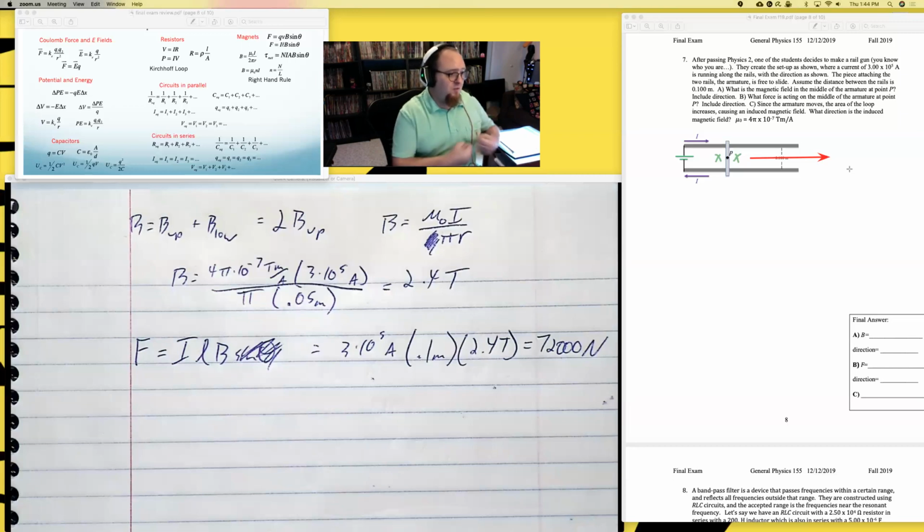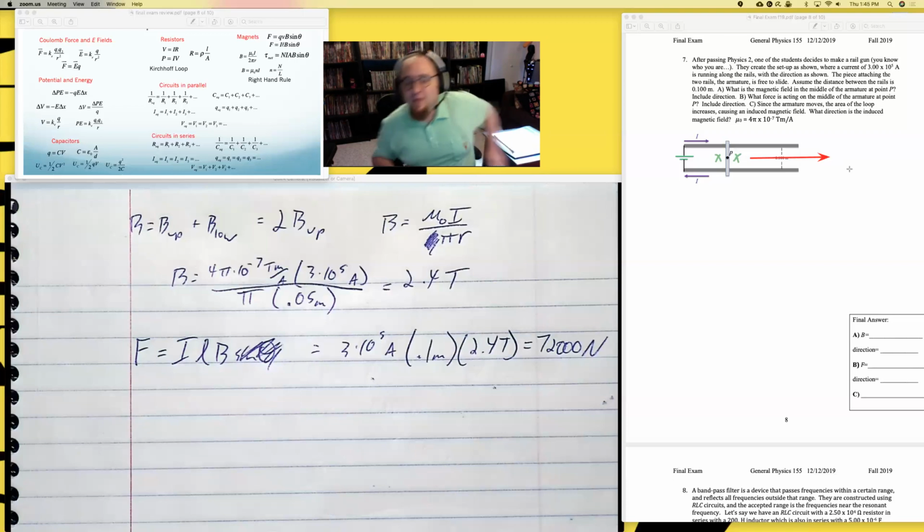C, since the armature moves, the area of the loop increases, causing an induced magnetic field. What direction is the induced magnetic field? So I didn't actually do the math here, I just asked for the direction. Okay, the flux is getting bigger because the area is getting bigger. If the area is getting bigger, flux goes up, so we want to reduce the flux. That means we want to be in the opposite direction of the magnetic field we have now because we want to reduce it. And so it's going to be out of the page. The induced magnetic field is going to be out of the page to reverse it.